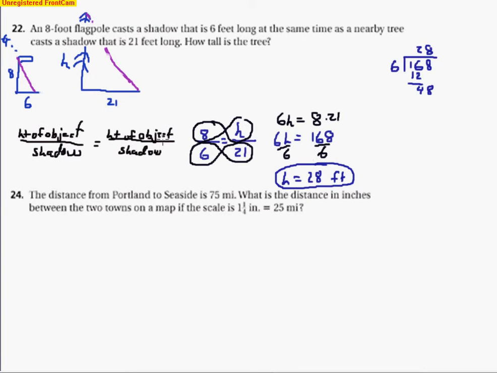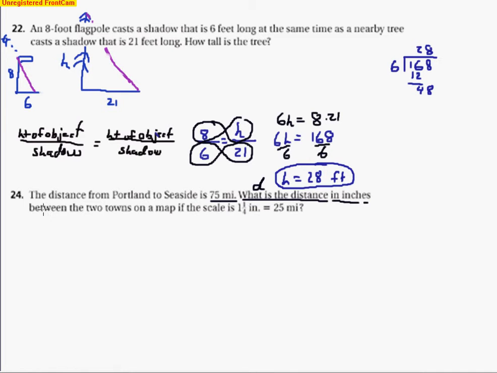Well, the next one here, we've got a problem that talks about the distance from Portland to Seaside being 75 miles. That's something important. Oh, here's the question. This is always important: what is the distance? I don't know what the distance is. Let's use a variable, d. How does that sound? D is our variable, and it's in inches. Okay, that might be important as well.